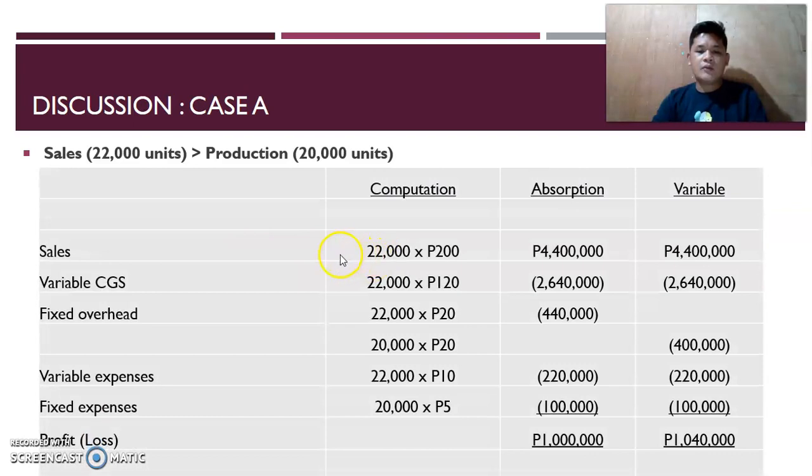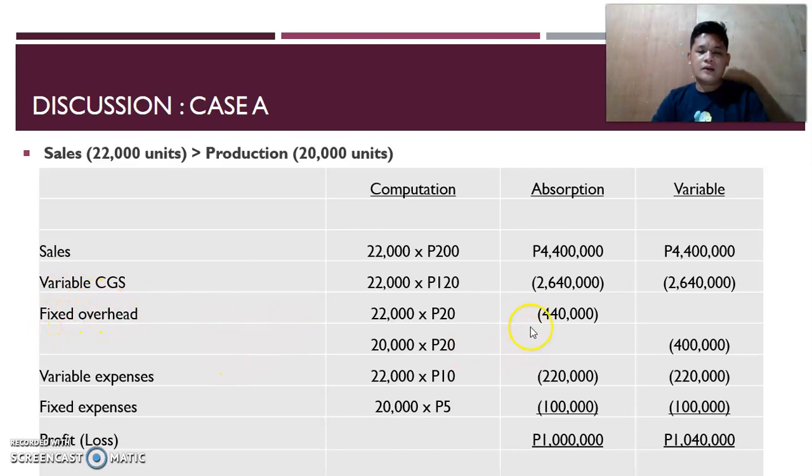So, this is the computation. Sales, that will be 22,000, this is the quantity sold multiplied by unit sales price. Under absorption and variable, the same sila. Variable cost of goods sold, so quantity sold multiplied by the unit variable costs. So, the same. Fixed overhead, dito na sila magkakatalo class.